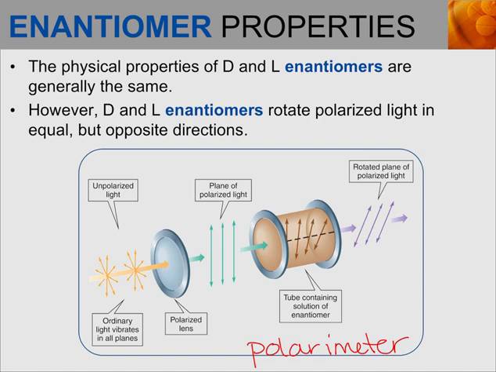So ordinary light, natural light, can kind of come at you from all angles. So ordinary light vibrates in all planes, so all directions. But what we can do is pass this through a polarized lens. And that polarized lens is going to force light to travel in one direction. So here we have light going up and down. So we'll say that this is at 0 degrees. Then we're going to pass this polarized light through a tube that contains our enantiomer. So let's say it's D-glyceraldehyde, for example.